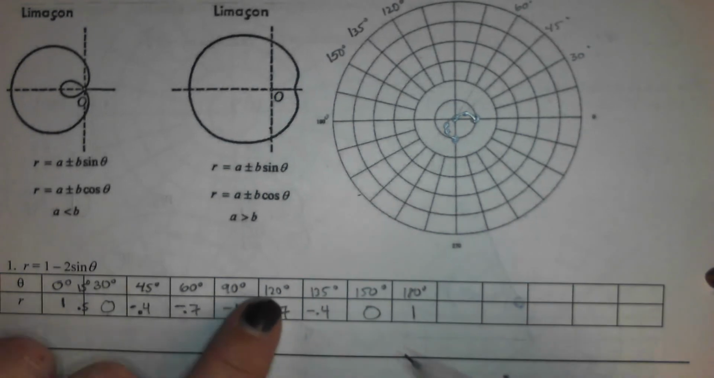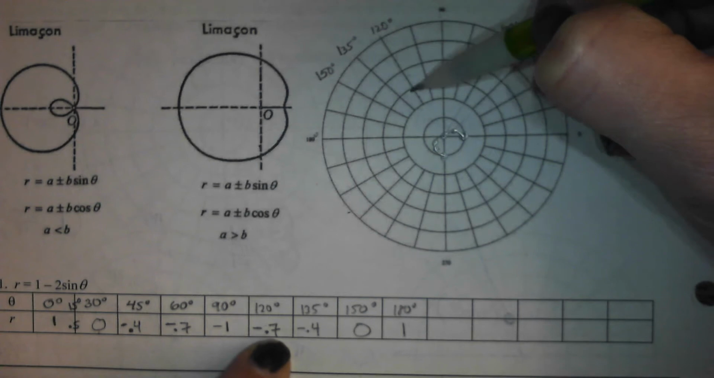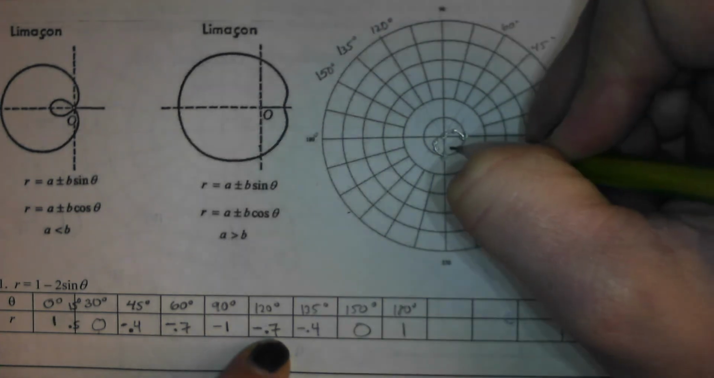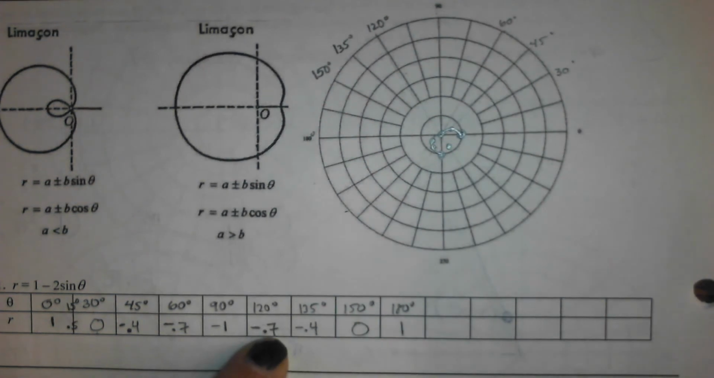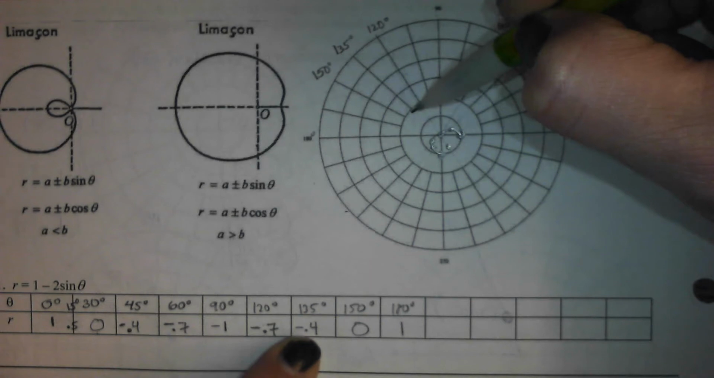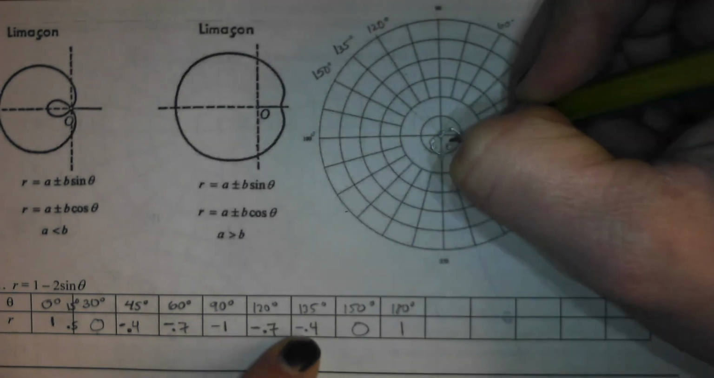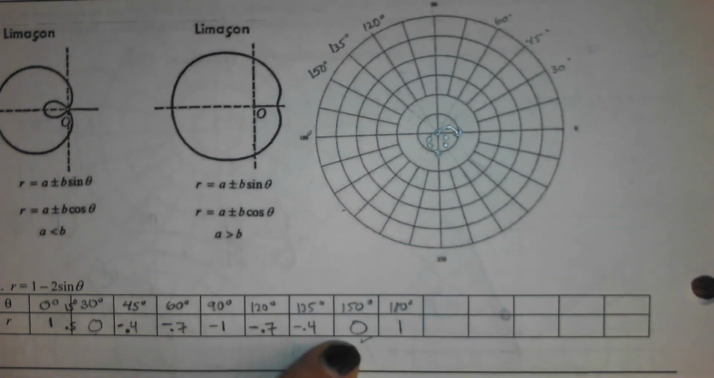So now, to plot 120, which is here, and a negative 0.7, I have to go backwards, and I'm a little over halfway out towards the first circle. And then with 135 and a negative r, I also go into the opposite quadrant, and I'm at 0.4, so I'm a little less than halfway out to the first circle. And then here we get brought back to the origin.